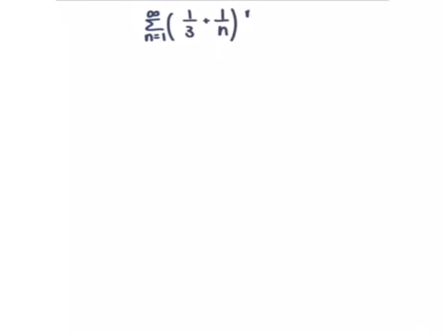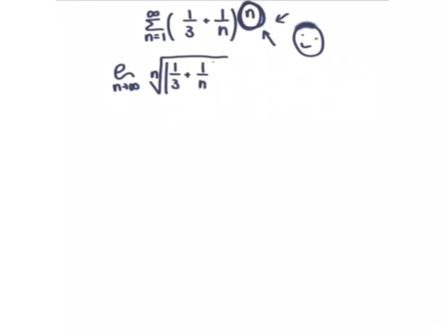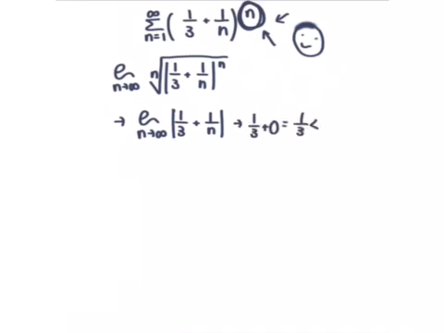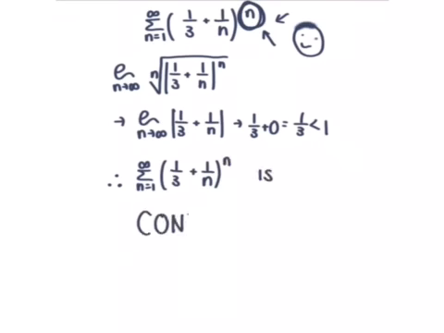Here we have another series where there's a dead giveaway. We should be using the root test because the series is raised to the power of n. When we simplify, we get 1/3, which is less than 1. Therefore, the series is convergent.